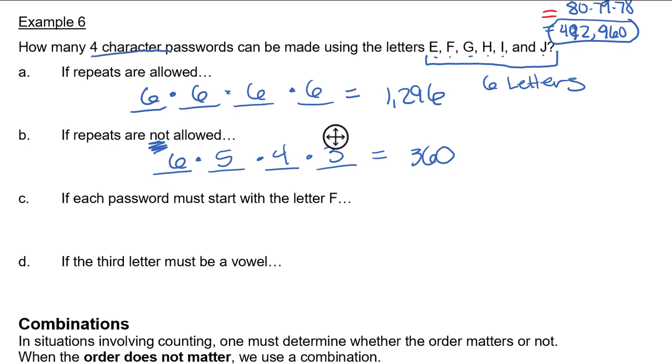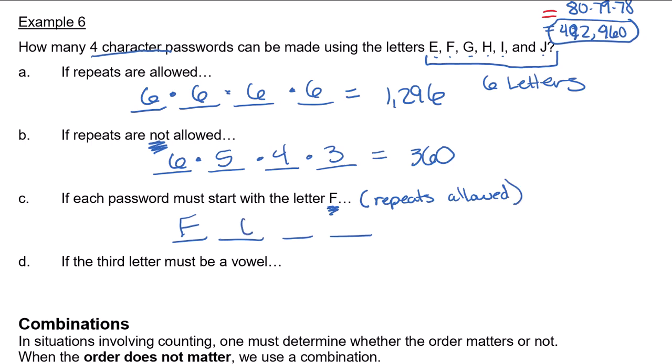If each password starts with the letter F, how many possibilities? So I'm still going to draw my 4 spots for my 4-character password, but this time we know the first one is locked in as an F. Then we're going to ask how many options there are for the second choice. Well, I'm going to put in parentheses here, because it doesn't say, that we're going to run with the idea that repeats are allowed.